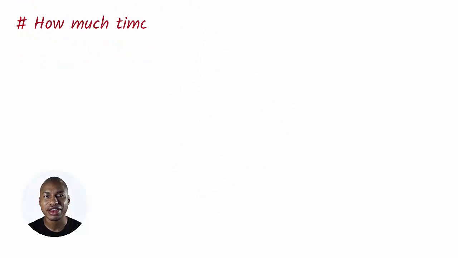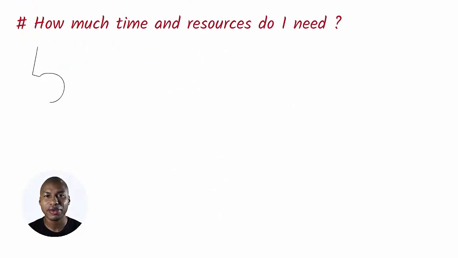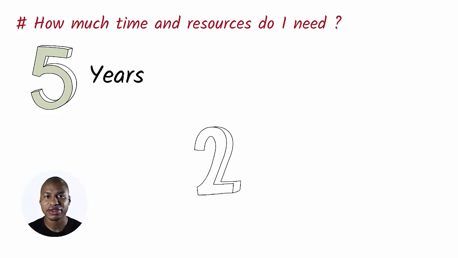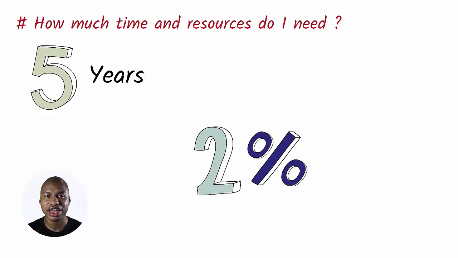How much time and resources do I need to implement lean manufacturing? As already mentioned above, for a complete transformation, at least 5 years and 2% of the workforce trained and 100% dedicated to improvement are required with constancy. These values are taken from some reference books that you can find in the description.